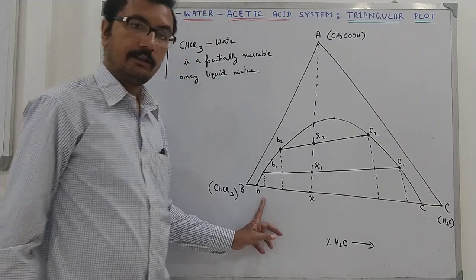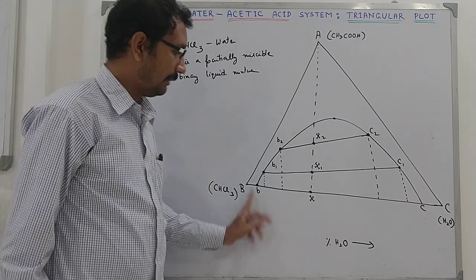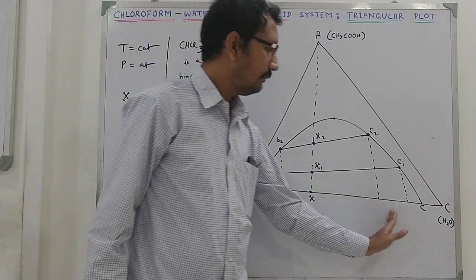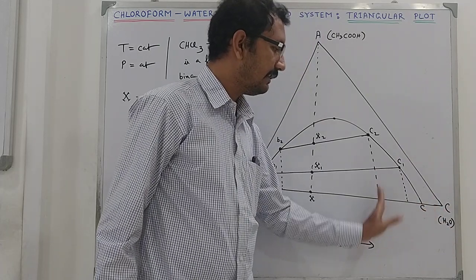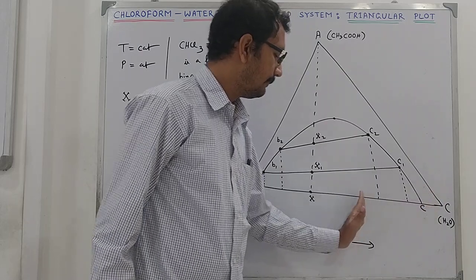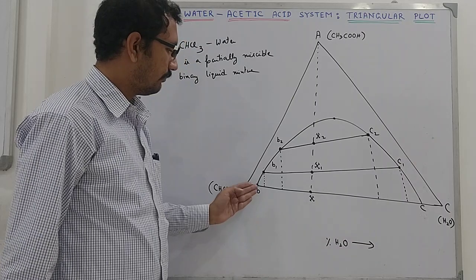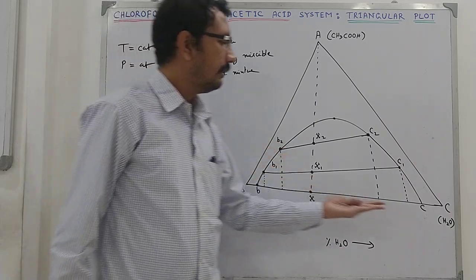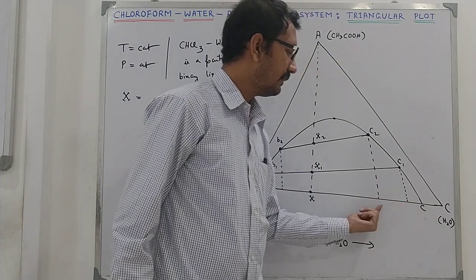Here water was less, chloroform was in greater proportion, and the percentage of water is increasing from a minimum value. And here water is in large excess, chloroform was less and chloroform is increasing. So here chloroform is in less amount, it is increasing, and here water is in less amount, it is increasing. So in this direction chloroform concentration is falling, water is increasing, and in this direction water is decreasing, chloroform is increasing.